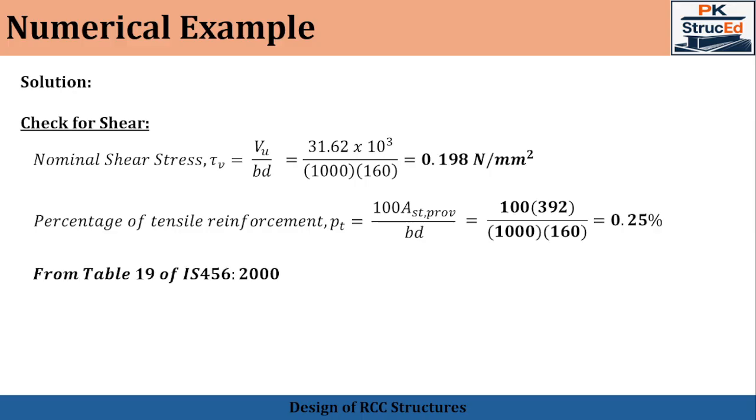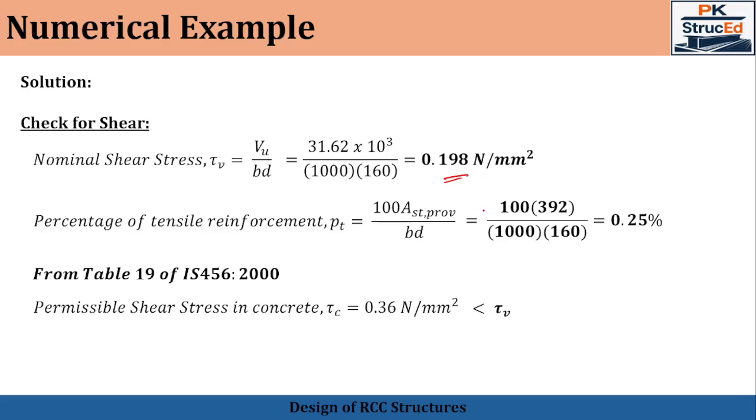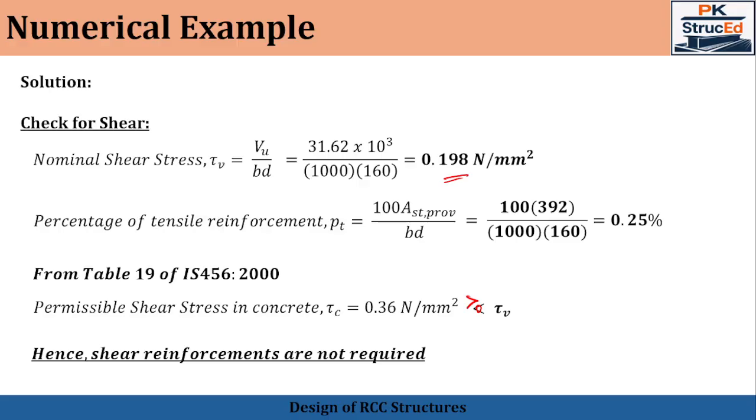So from Table 19 of IS 456-2000, with the percentage of reinforcement as 0.25 and for M20 grade concrete, this tau c, the permissible shear stress, is taken as 0.36 Newton per mm square. That value is greater than the tau v value. Hence, shear reinforcement is not required.